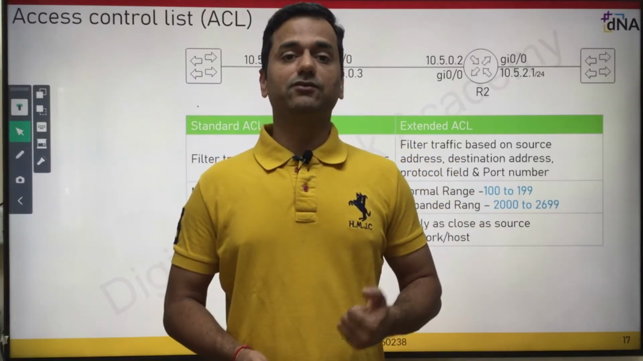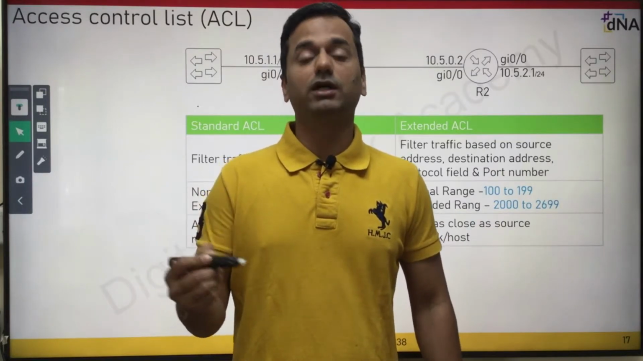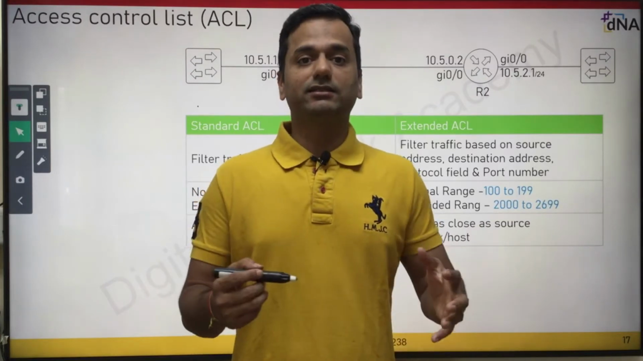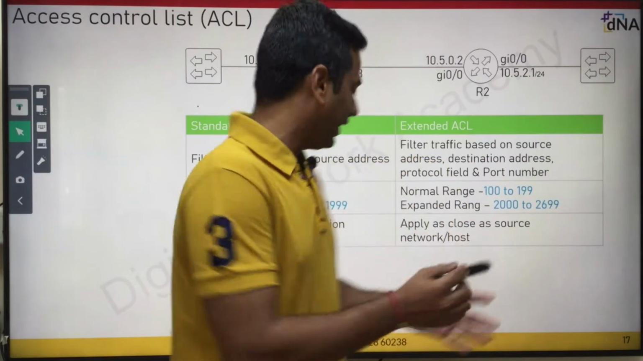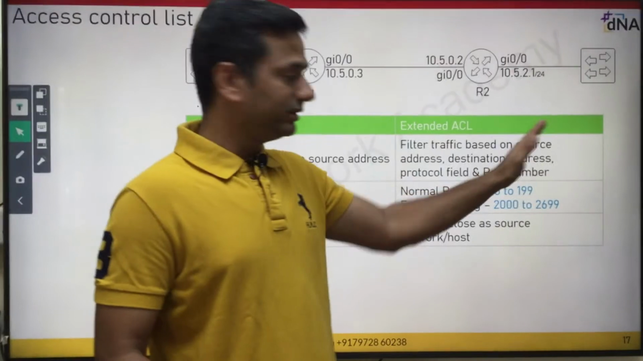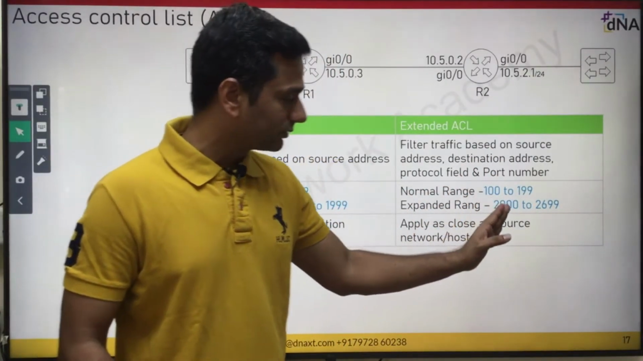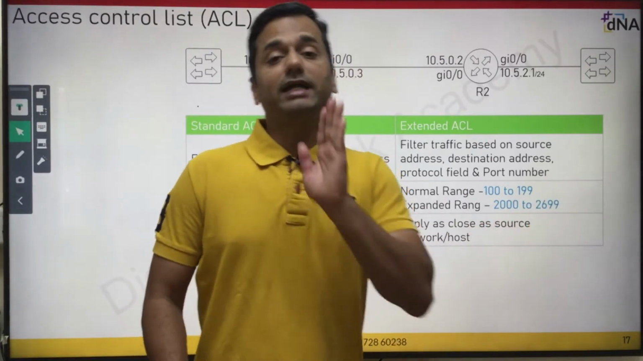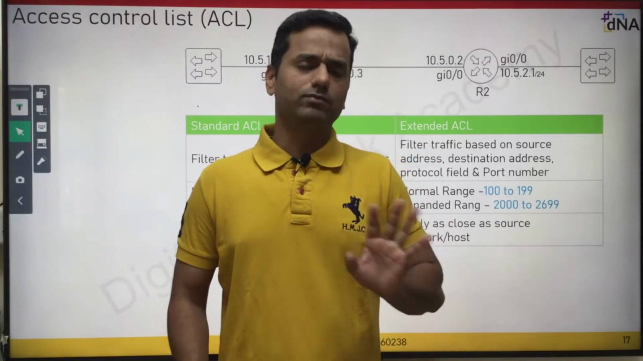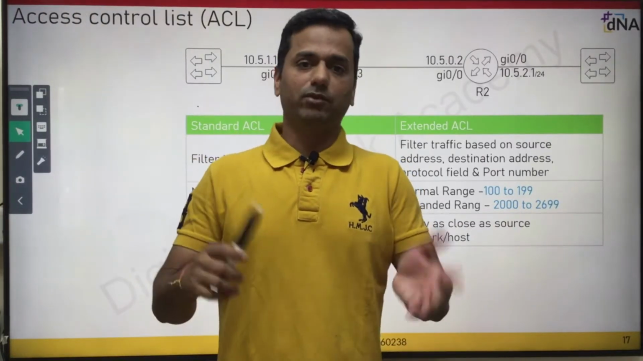Standard access control list filters the packet based on the source IP address only. Extended access control list filters the packet based on source IP, destination IP, protocol field and port number. Standard access control list numbers are between 1 to 99 and 1300 to 1999. Extended access control list range starts from 100 to 199, and the expanded range is 2000 to 2699. Standard access control list we can apply as close as possible to the source. There are two directions, inbound or outbound. Extended access control list we apply as close as possible to the destination. Again the same, inbound and outbound direction.